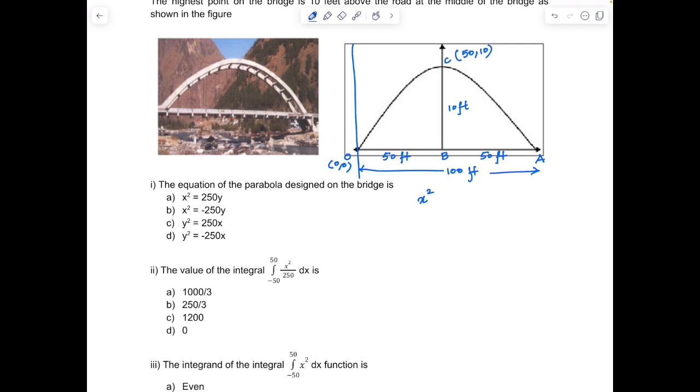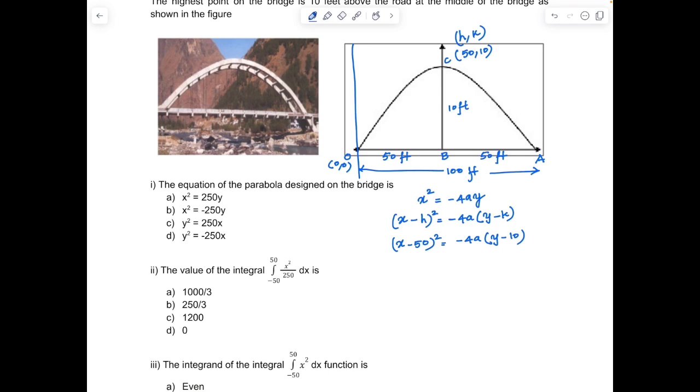Therefore, the equation of the parabola is x square is equal to minus 4ay. Since we have the vertex (h, k), let's write the format as (x minus h) the whole square is equal to minus 4a times (y minus k). Here (h, k) is (50, 10). So (x minus 50) the whole square is equal to minus 4a into (y minus 10).